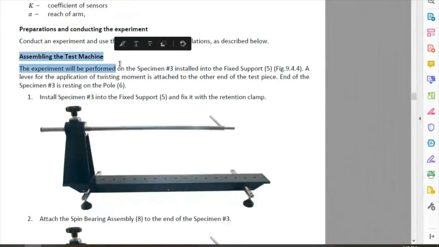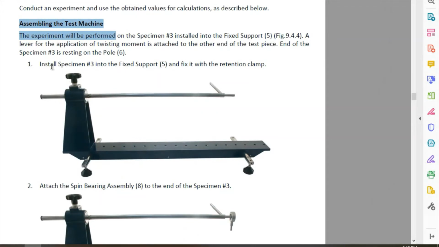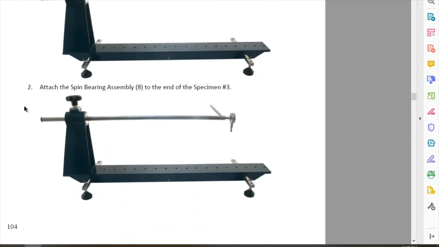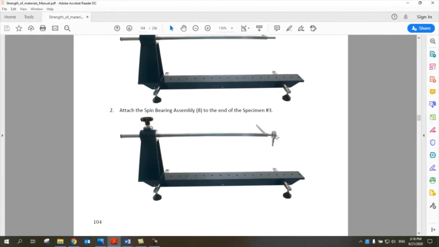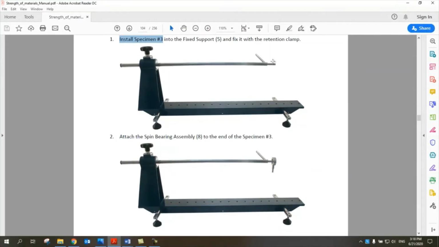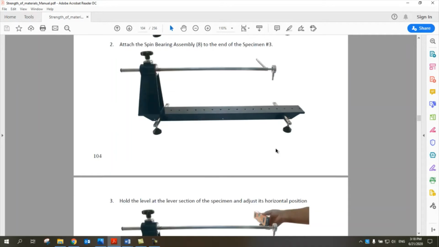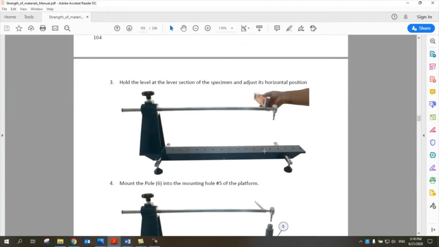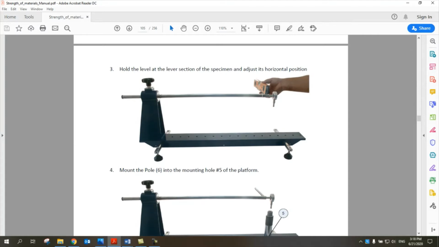If you want to assemble the test machine, we will follow these steps. Step number 1, install specimen number 3, the same specimen, in the fixed support number 5. And then step number 2, attach the spin bearing assembly, this bearing, because we need to support this shaft. Step number 3, we need to make sure that this shaft is leveled, at 0 angle, with no rotation or deflection. So we have this device to make it horizontal.